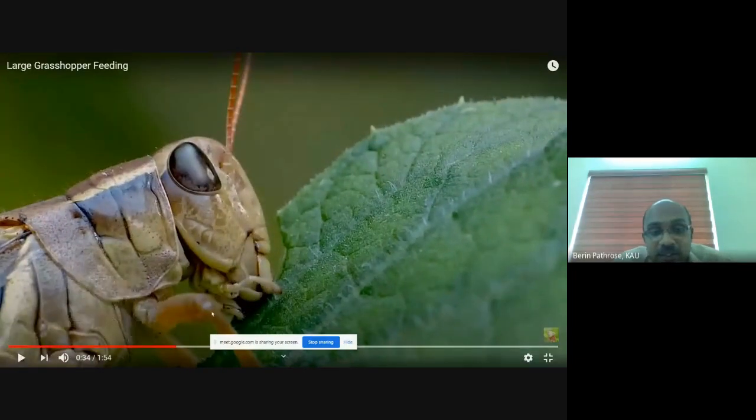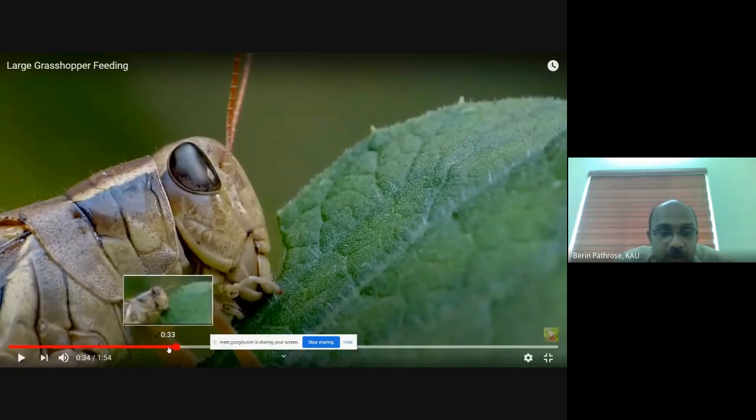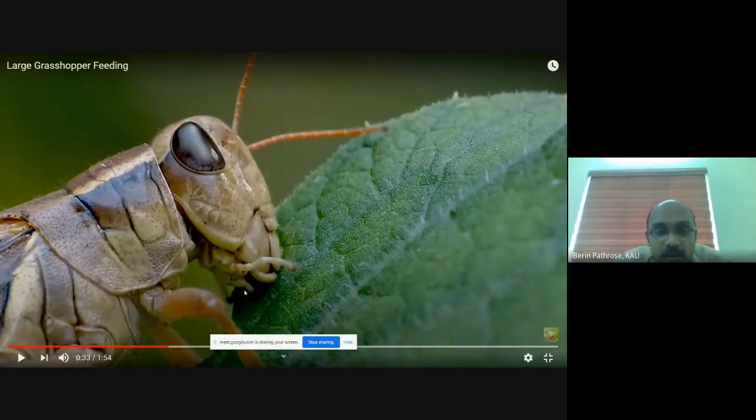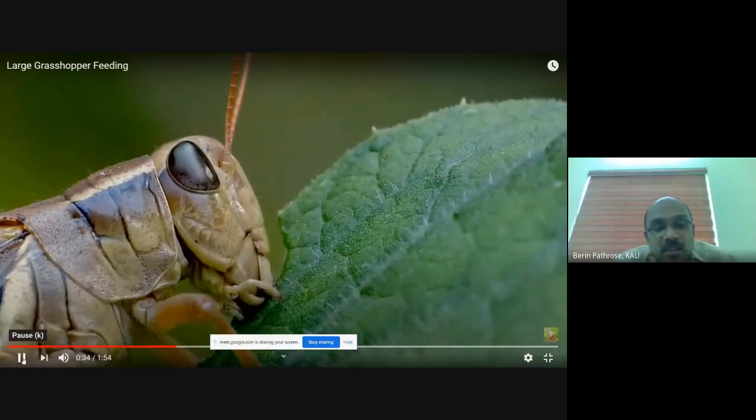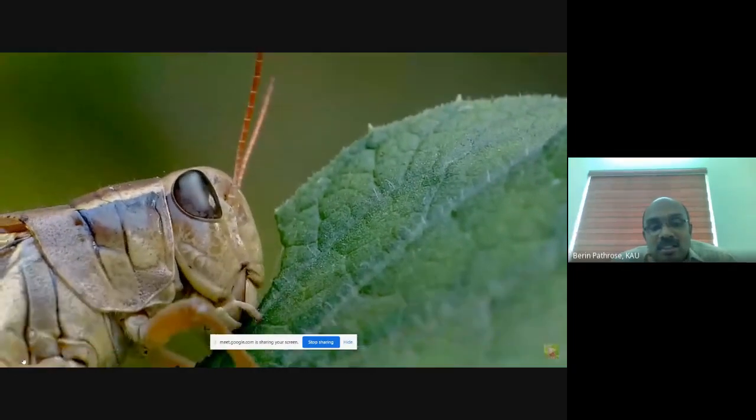Can you see? Now you can see the labium over here. This is labrum, mandibles, maxillae, 1, 2, 3, 4, and 5. And this is the labium. This is the medially fused labium, with the three-segmented labial palpi 1, 2, and 3. See how the insect is feeding.